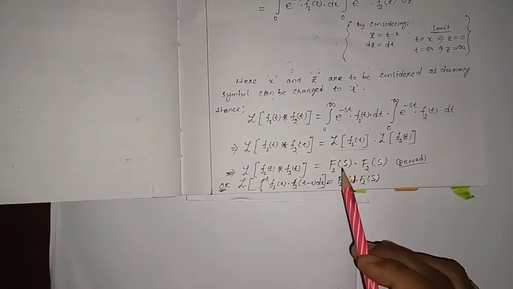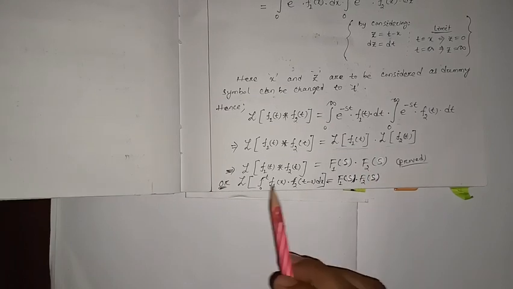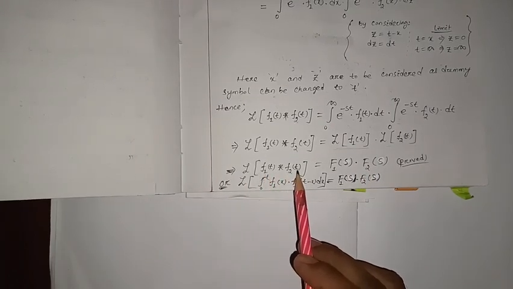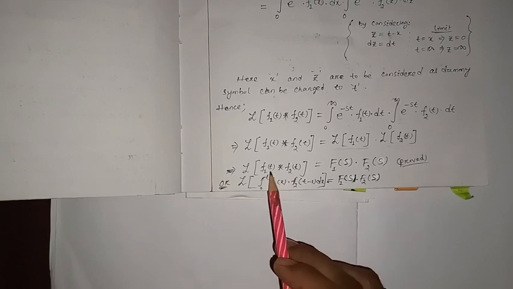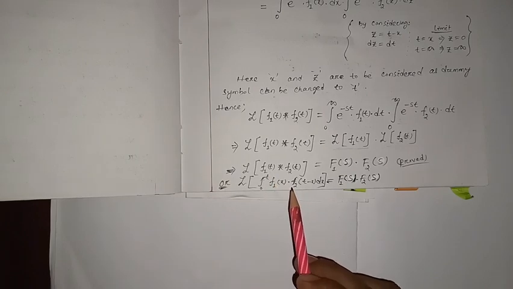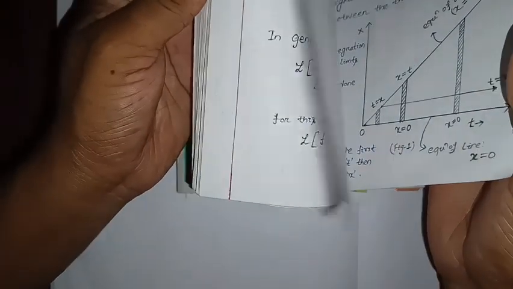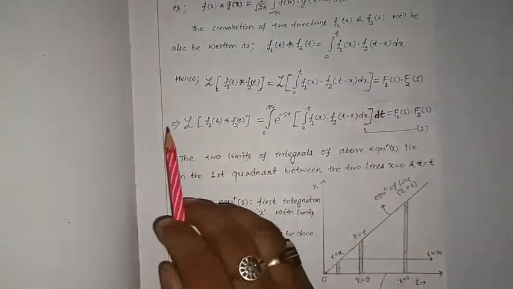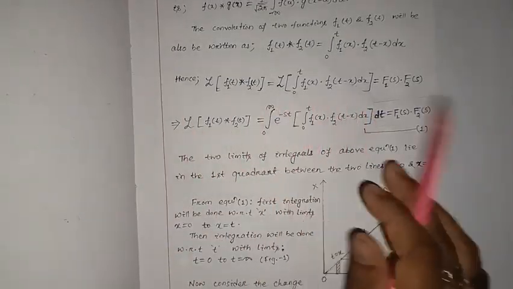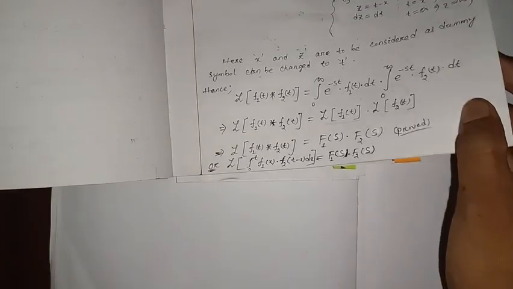This can be written as capital F1(s), and this can be written as capital F2(s). The convolution of the two functions can be written as the Laplace transform of the integral from 0 to t of f1(x), another variable x, into f2(t minus x) dx. Here also the same thing has been written. This will be equal to capital F1(s) into F2(s), hence proved.